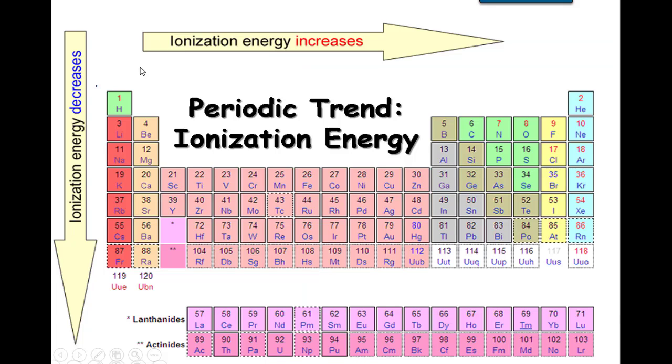Don't forget that as we move from the left to the right, by increasing the atomic number, the ionization energy will increase. And as we go in the same group from up to down, by increasing the atomic number, the ionization energy will decrease. And don't forget that the atomic radius and the ionization energy are opposite to each other.